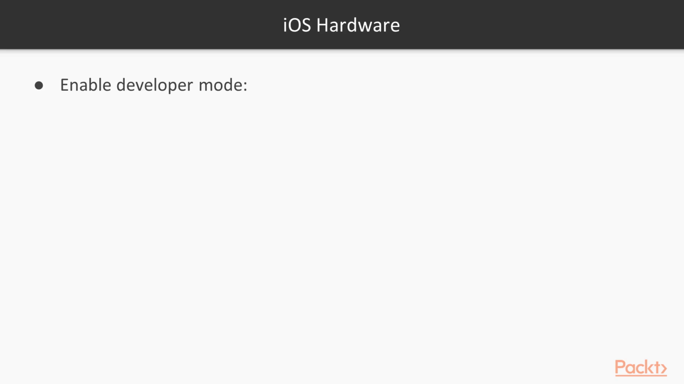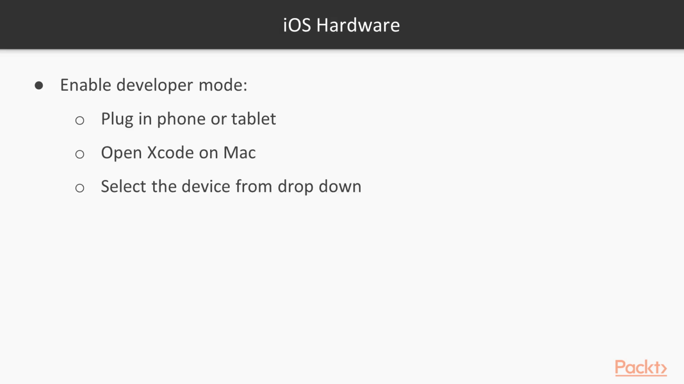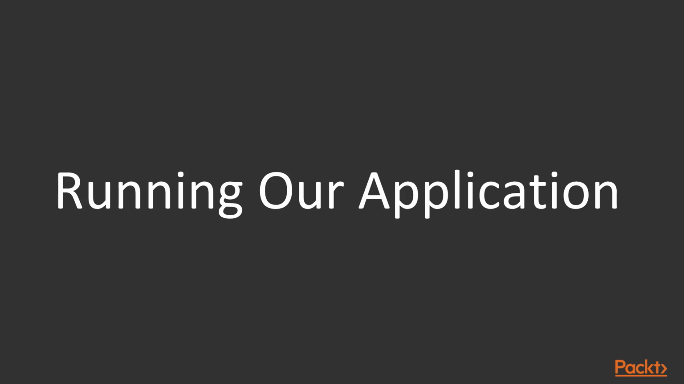Now let's do iOS. Simply connect your phone to your Mac, open Xcode, and select the device. It's fairly simple. Remember though, you cannot do any iOS development on Windows, but you can always use your code on Windows to produce an iOS application at a later date. Now, let's run our application.